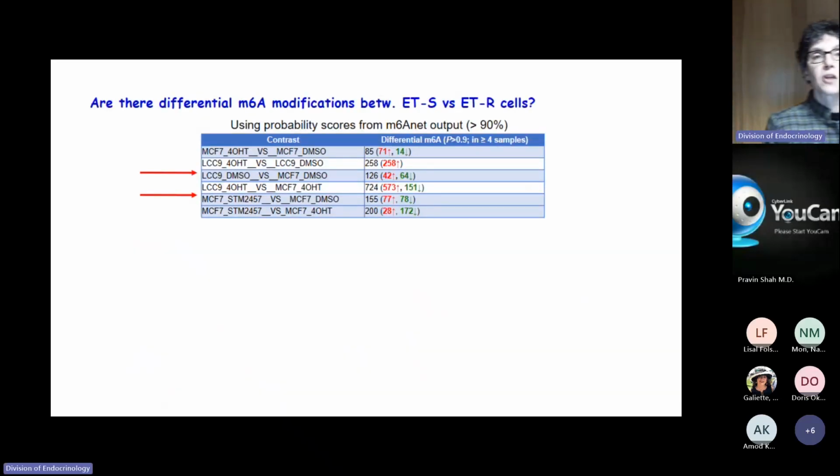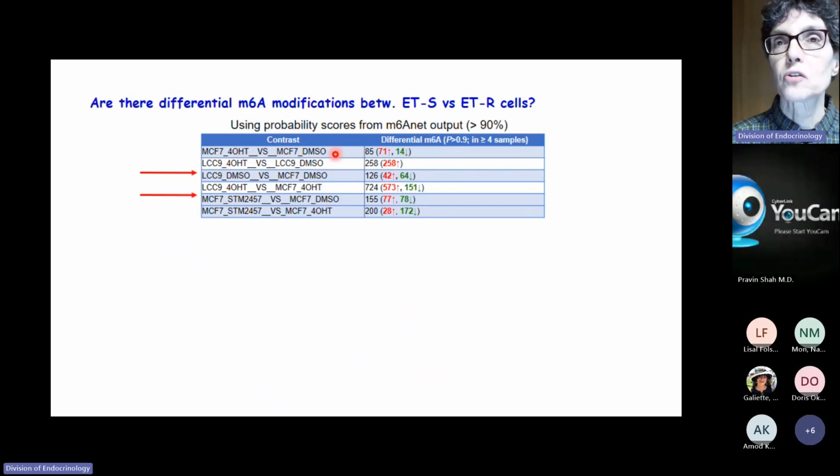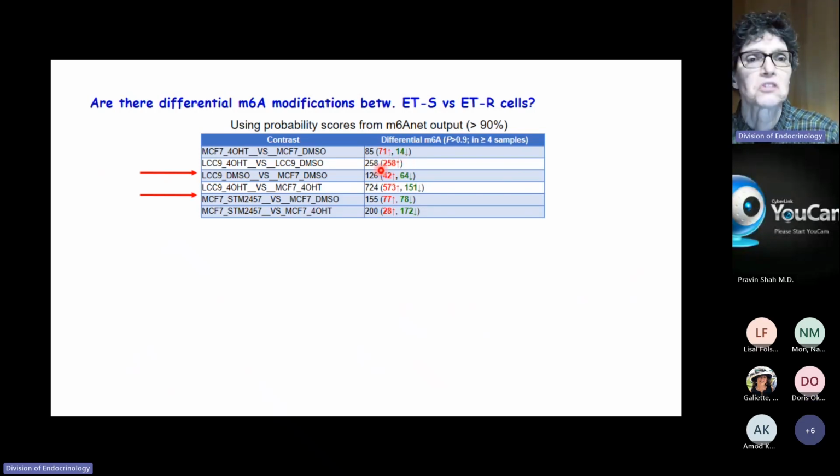So then the question becomes, are there differential m6A modifications between the endocrine sensitive versus endocrine resistant cells? And Belinda has various ways of analyzing the data, and I'm just showing this one as one way in which the data are compared. So now we're comparing groups, so we can compare MCF7 cells treated with 4-hydroxytamoxifen versus the vehicle control. And we see 85 different m6A changes, 71 cases where there's an increase in m6A in a target transcript, and 14 in which there's a decrease. And you can just look at this whole thing.